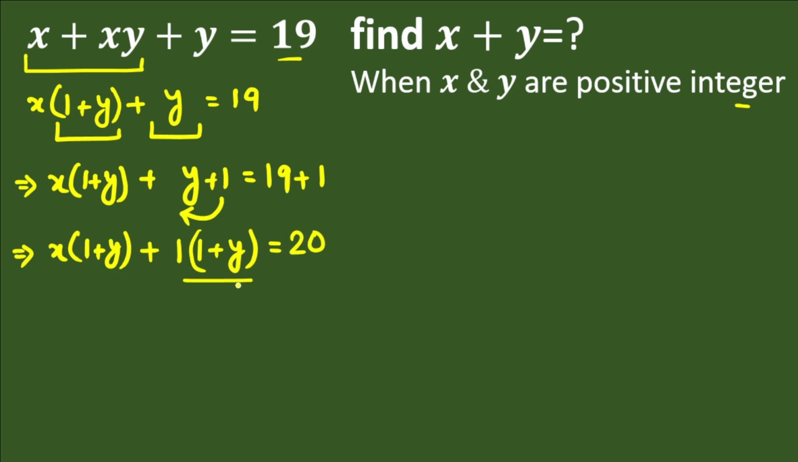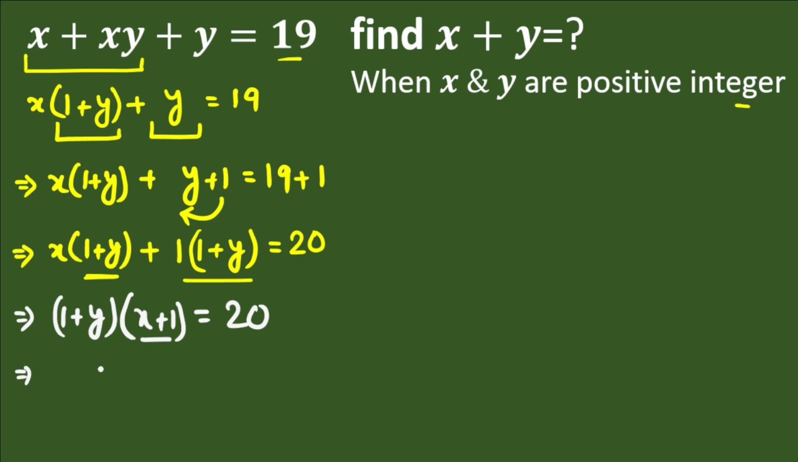Now it is in quadratic-type form. From both of these terms we can take 1 plus y common. So it is 1 plus y in a bracket, and in the other bracket it will be x plus 1. So it is x plus 1, and that is equal to 20. Here we have x plus 1 and 1 plus y, so we can write it as y plus 1. We write x plus 1 multiplied by y plus 1, and that is equal to 20.